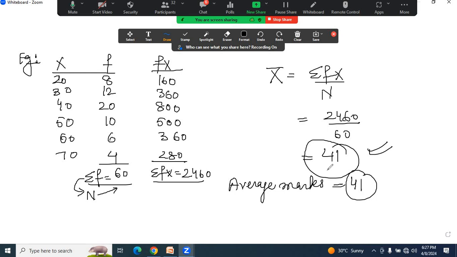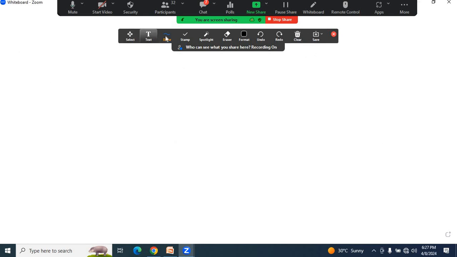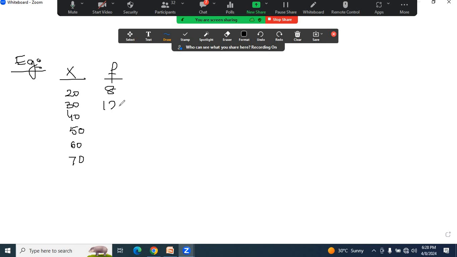Okay, now we have one more method. We have a shortcut method just to make our calculation easier. Otherwise this is also easy, but to make it easier, I'll give an example. I have x marks: 20, 30, 40, 50, 60 and 70. Then frequency: 8, 12, 20, 10, 6 and 4.